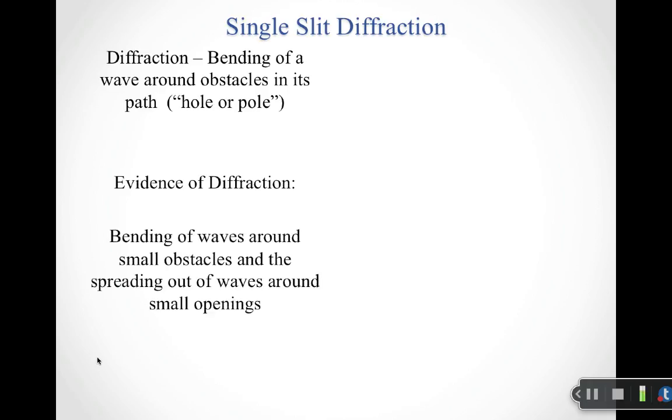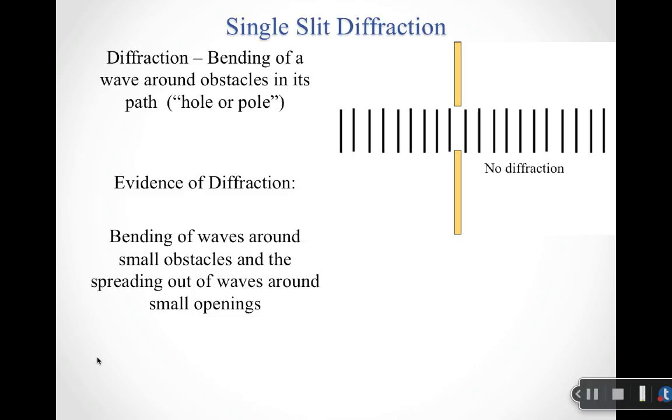And so what evidence do we have of this? Well, again, as we just said, you can bend waves around small obstacles, so you hear what's going on the other side of a small wall, or you hear what's happening if you're not standing directly in front of a doorway. And so if there was no diffraction, what would happen would be this, right? A wave would come through, and it would come straight through, and it wouldn't bend at all.